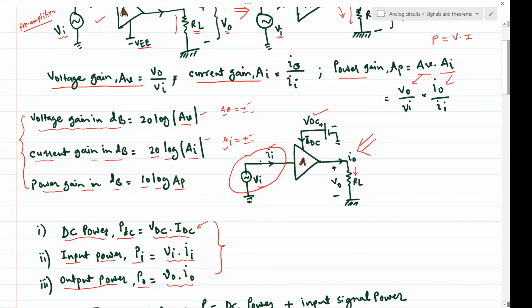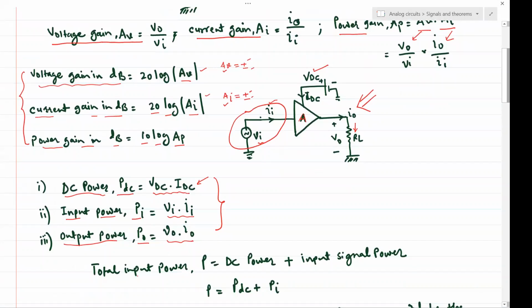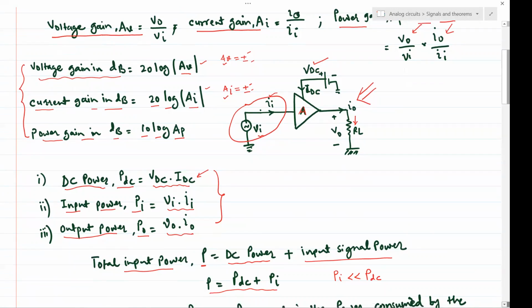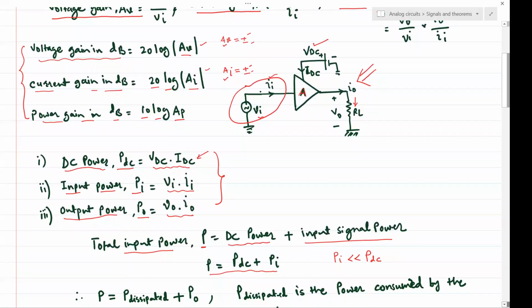Now let us see how we can calculate the total power. The total input power is nothing but a summation of the DC power, which is VDC into IDC, plus the input signal power, and we can represent it with a formula like this. Usually PI is very, very small compared to PDC, because the input signal is in the millivolt range and the current also is in a small range. So for the input power, we can say that essentially P is approximately PDC.